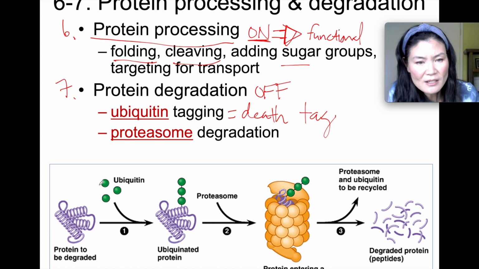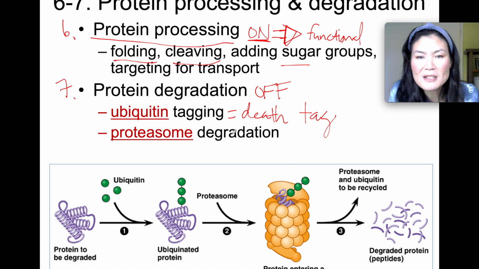These death tags will attach to that protein, and then it's a sign for the proteasome to come take that protein and cut it up and get rid of it, okay? It's sort of like ubiquitin is the death tag and the proteasome is the shredder, okay? It's going to shred up the protein.